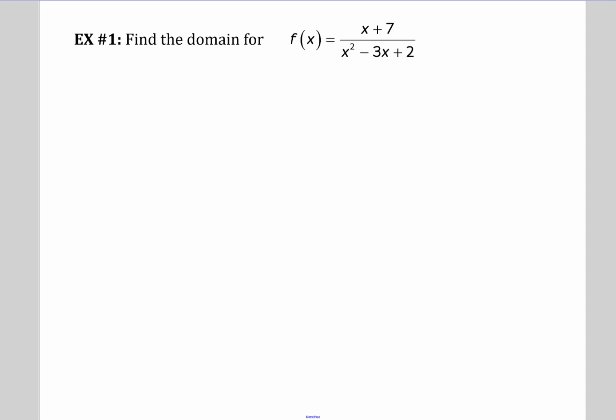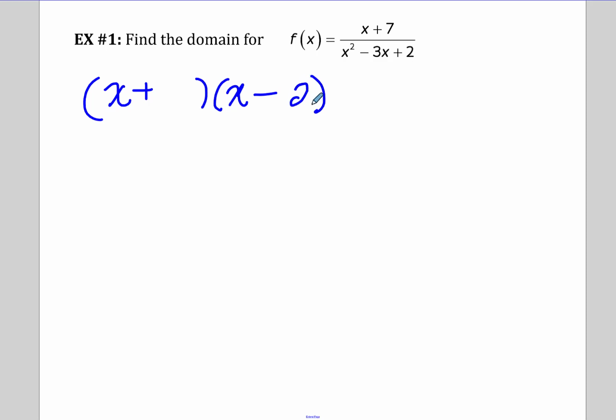Here we are in example 1. We're going to use those properties to find the domain. So if you notice in the denominator, you have x squared minus 3x plus 2, and we have x plus 7 in the top. So we want to see if there are factors for the denominator that would multiply to give 2 and add up to be negative 3. So I think we would have to have a positive number and a negative number.